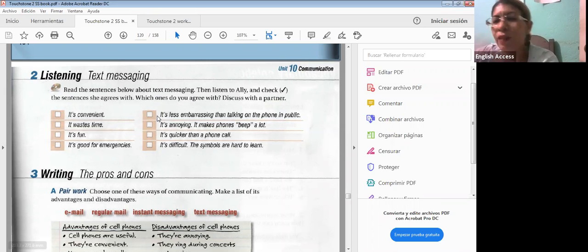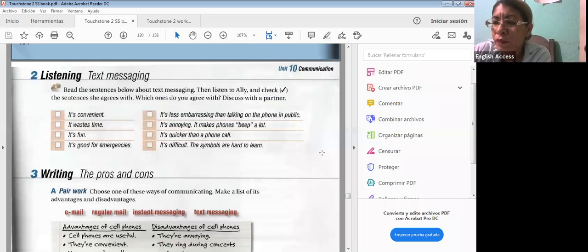Page 105. Lesson D. E-communication. 2. Listening. Text messaging. Read the sentences below about text messaging. Then listen to Ali and check the sentences she agrees with. Which ones do you agree with? Discuss with a partner.